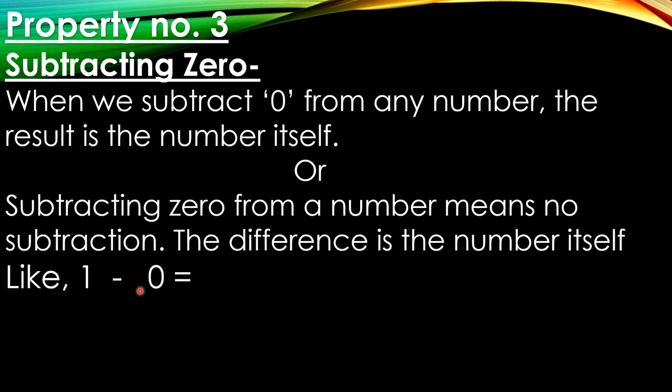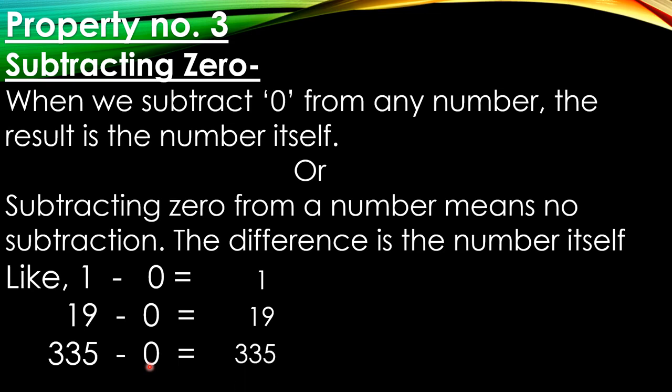Let's see how. 1 minus 0 means if you have 1 chocolate, and you will not give it to anyone, then how many chocolates are with you? 1 only. Here you have 19 pencils and you are not giving any pencil to anyone. Then how many are left with you? 19. You have 335 toffees. And you are not giving any toffee to anyone. Then how many are left with you? 335. Understood beta? So if we want to subtract 0 from any number, the answer is the number itself.